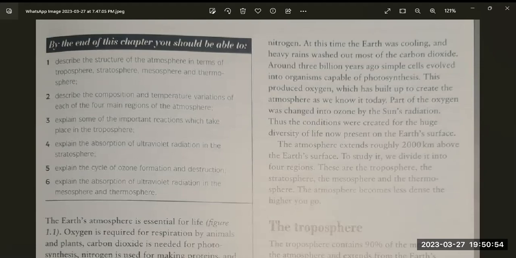One region, not a sphere, is a film around one of the sections of the sphere, which is ozone, that we need to talk about. We're also going to explain some of the important reactions that take part in the troposphere. We need to be able to layer the atmosphere, which one comes first, second, third, fourth. We need to explain the absorption of ultraviolet radiation in the stratosphere, and the cycle of ozone formation and destruction. And then we're going to explain the absorption of ultraviolet radiation in the mesosphere and the troposphere.